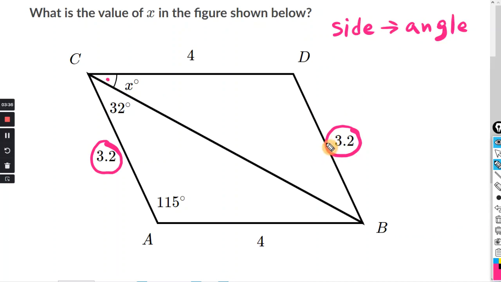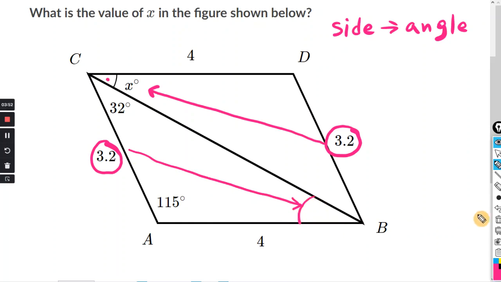If I go from this side to the angle, that's angle x. And if I go from this side to the angle, that's this one right here. We don't have it, but we can easily get it. In this triangle here, we know the interior angles of any triangle add to 180 degrees. So we can just subtract this angle and this angle from 180 to get this angle here.